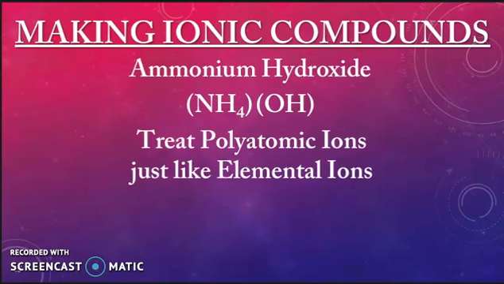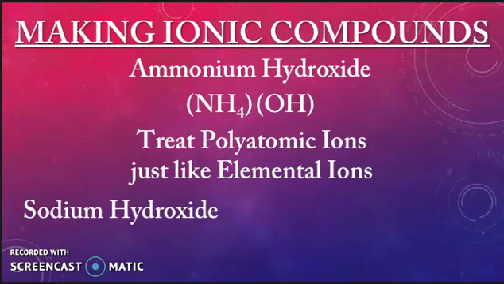One of the things that we're going to learn is that we're going to treat polyatomic ions just like elemental ions. So what do I mean by elemental ions? Well, let's look at an example. We would have sodium hydroxide. Sodium is just an element, so that would be Na, and that is a +1 ion. If I put it with hydroxide, which is a -1 ion, I would have sodium hydroxide, and I would write it as Na, and then in parentheses, just like I did above, I would put the OH in parentheses.